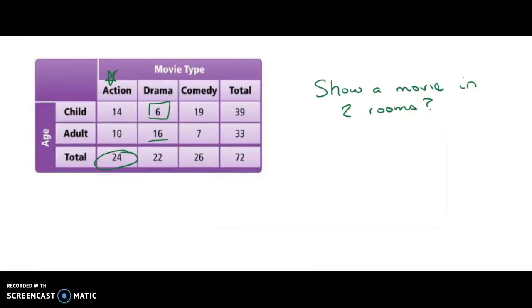Okay, the next question says, what if we decided to show one movie in 2 different rooms? Well, then which movie should we choose? Well, it looks like if we're going to show a movie in 2 different rooms, that the children would probably like comedy. So many of them chose comedy that should probably be one room. And then we're going to look and see, okay, what is the most frequent other movie that was chosen? And so that is drama.